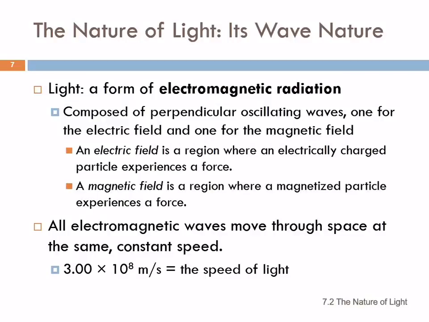So to understand or begin to understand quantum mechanics, we first have to take a trip into physics and make sure that we understand light. So light is a form of electromagnetic radiation. Electromagnetic radiation has an electric field and a magnetic field. And these take the shape of oscillating waves, and they're perpendicular to each other. So the magnetic field will oscillate, say, up and down, and the electric field will oscillate horizontally. But they travel through space together.